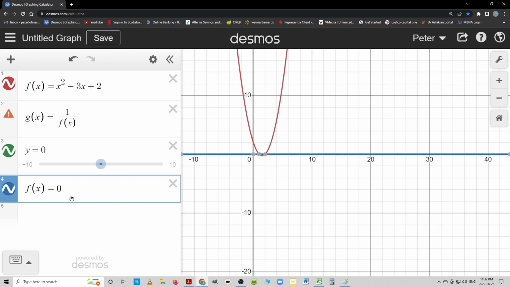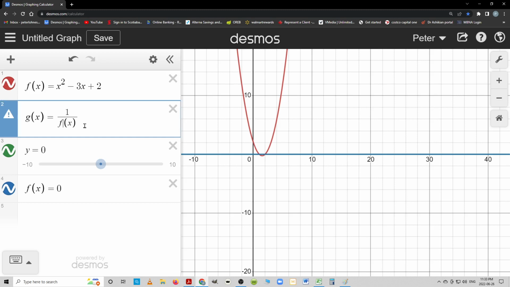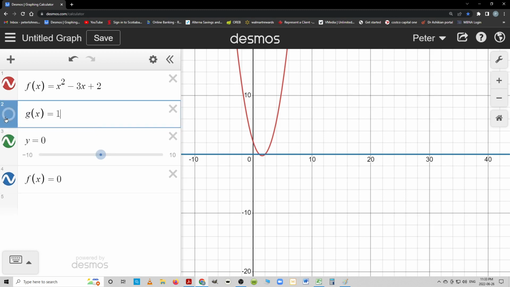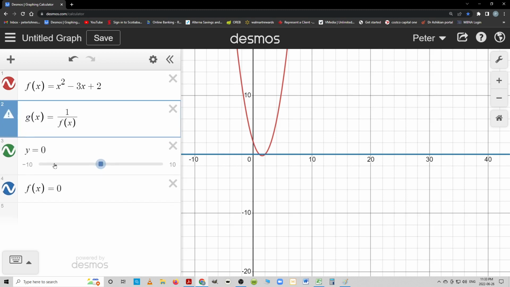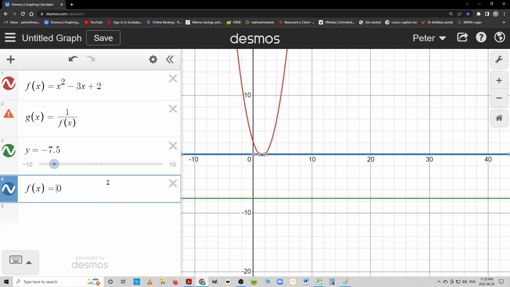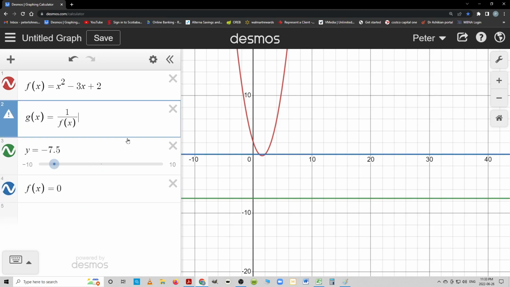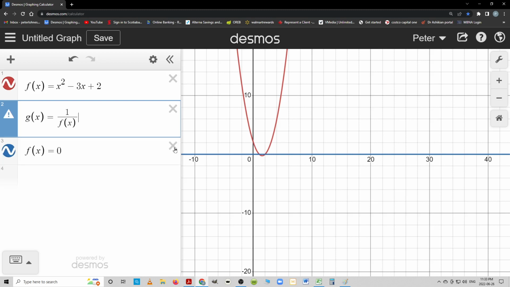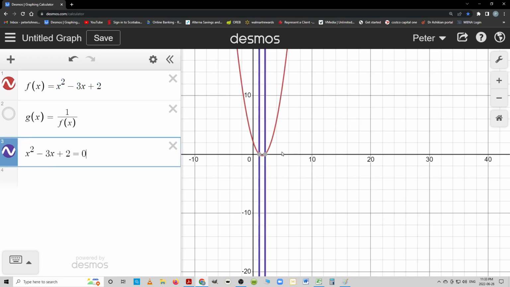When is f of x equal to 0? I'm surprised it didn't draw them. Don't know why it didn't accept that. Try it again. For some reason it's not accepting it. Let's see. Oh, I see. I can't make it f of x equal to 0 like that. I can do the formula equal to 0. There we go, and it'll draw the asymptotes.